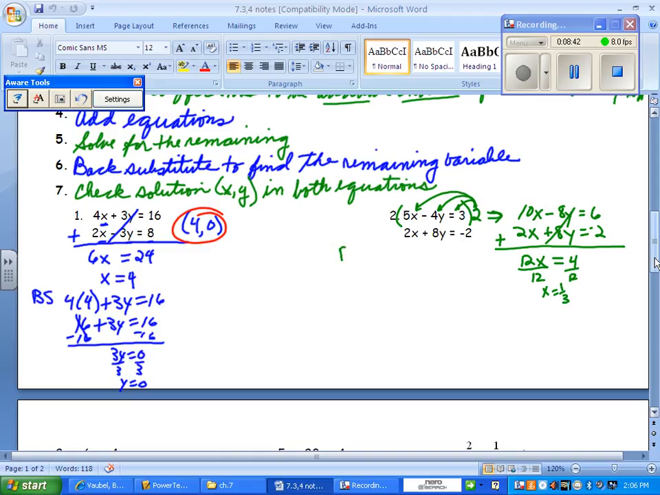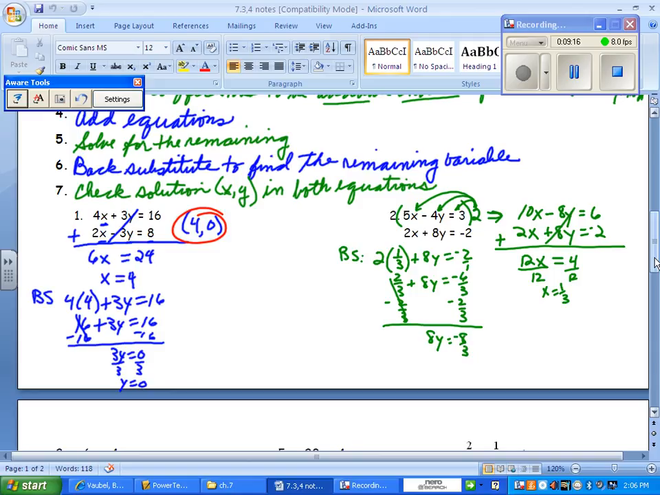So let's do your back substituting over here. I'm going to pick the bottom equation. So 2 times your x, which is 1/3, plus 8y equals negative 2. When I multiply, I get 2/3 plus 8y equals, I'm going to make this negative 2, I'm going to make it negative 6/3, so that when I subtract my 2/3, I have common denominators. So these cancel, and I have an 8y equals a negative 8/3.